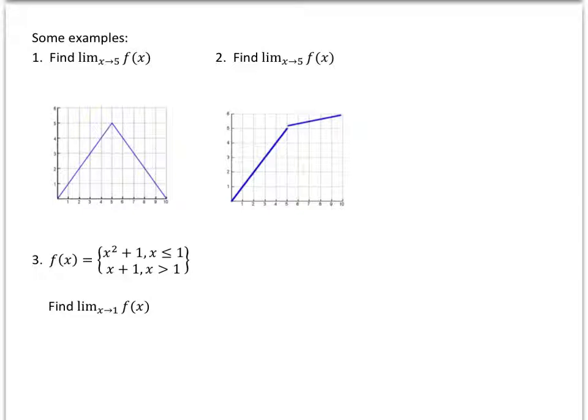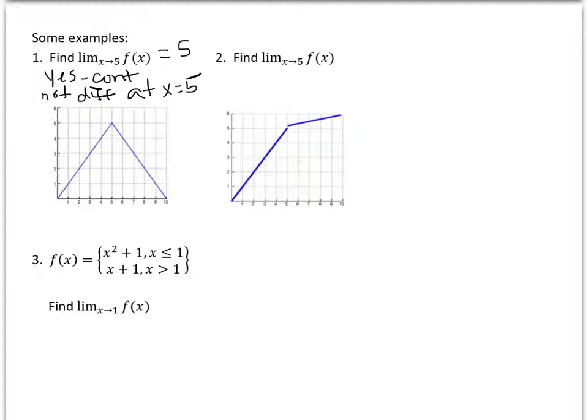Here's some examples of limits. We'll do graphical ones first. In my first example here, note the limit as x approaches 5 is 5, looks like. Think for a second about, is the graph continuous at 5? And the answer is yes, it is continuous. We might also be asked, is the graph differentiable at 5? And we would say no, not differentiable at x is 5, because there's a sharp corner there.